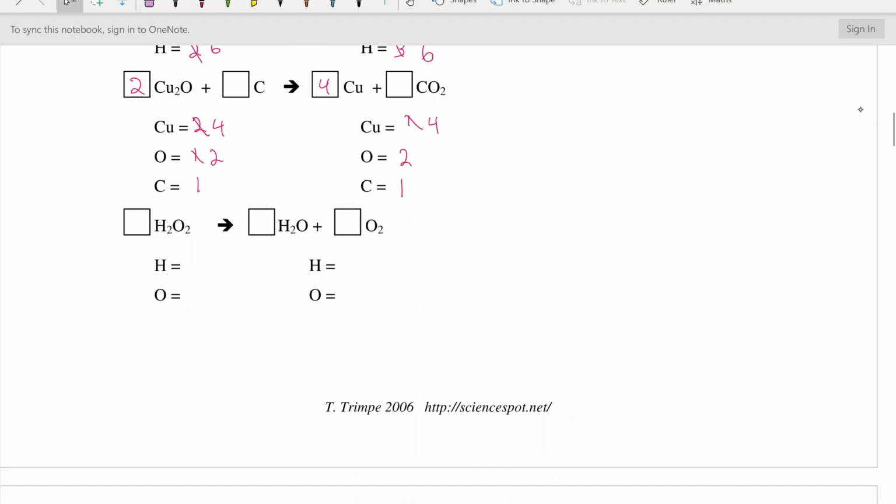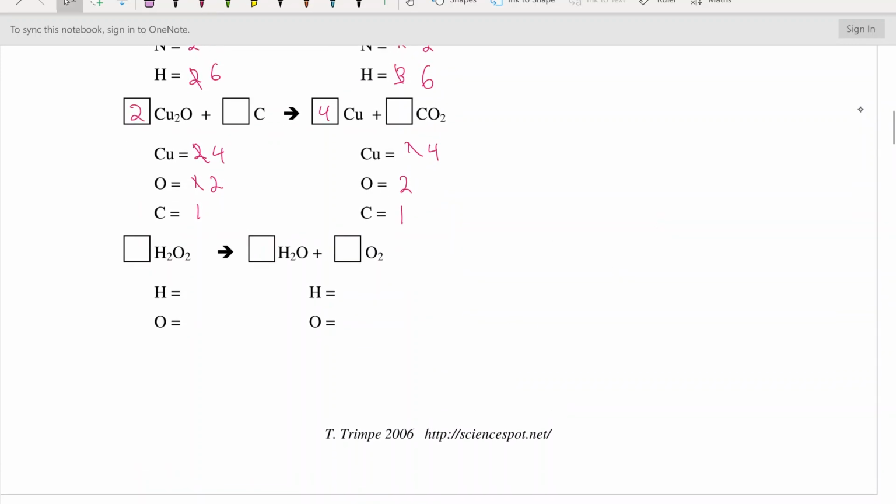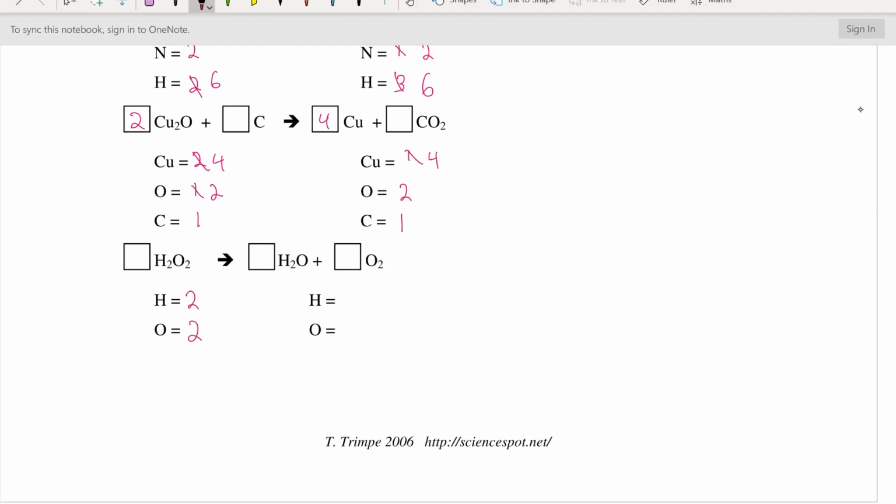All right, last but not least, I've got this hydrogen peroxide, and it's becoming water and oxygen. So first I count how many I have on the left. I have 2 of each. And then I count how many I have on the right. I have 2 hydrogen, and I have 2 oxygen, but I also have an oxygen in the water, so I have a total of 3 oxygen. So everything looks like it's balanced except for oxygen, so I'm going to start on the right side with my oxygen.